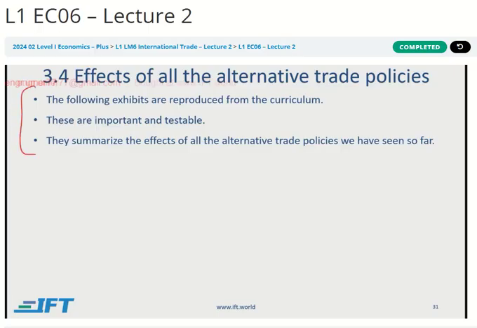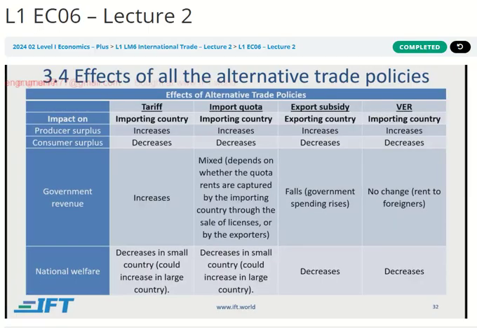Now, what is really important is to know all these effects: when is the welfare positive, when is the welfare negative. The good news is that there are very nice exhibits in your curriculum, which I will be showing you now. You just need to know and remember these, because this is the type of question that you can get as well. They summarize all these effects. So let me walk you through them.